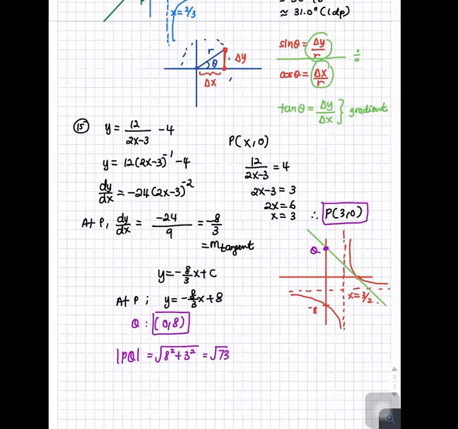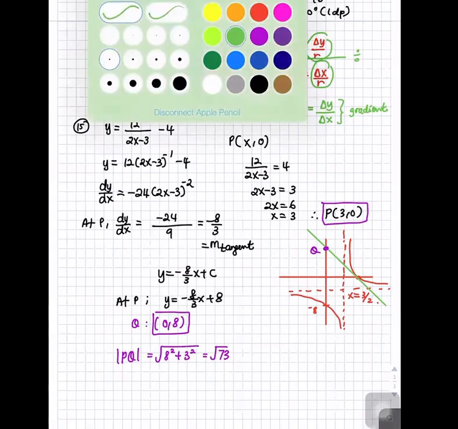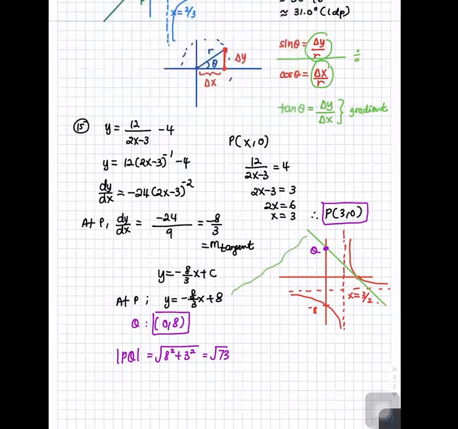Miss, the Q, how do you know it's (0, 8)? How do I know (0, 8)? Because it's from the tangent line. Have I got my tangent line here? See, isn't this my tangent line? What is the y-intercept of the tangent line? What is it? 8. So I can directly get 8.